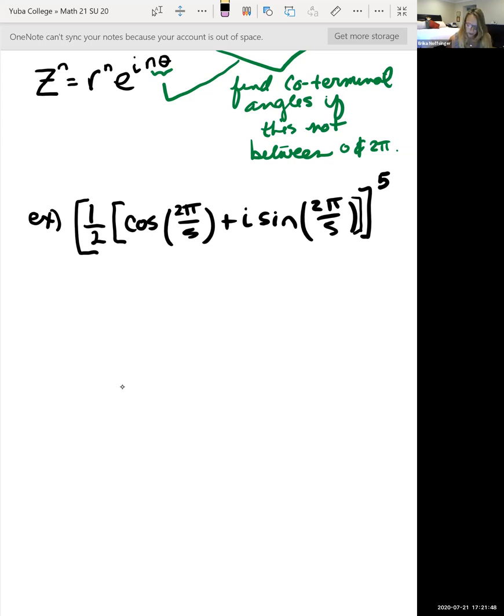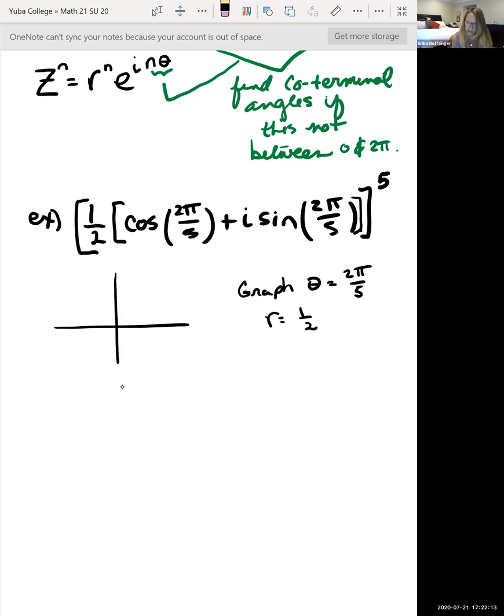So we first want to graph this. We need to figure out our angle. Our angle is 2 pi fifths, so we want to graph 2 pi fifths. And by looking at this, you should see that r is equal to 1/2.